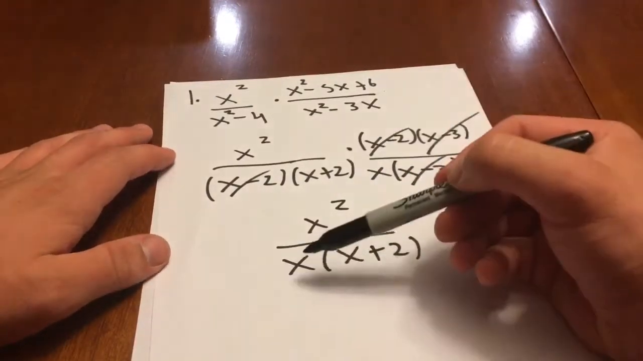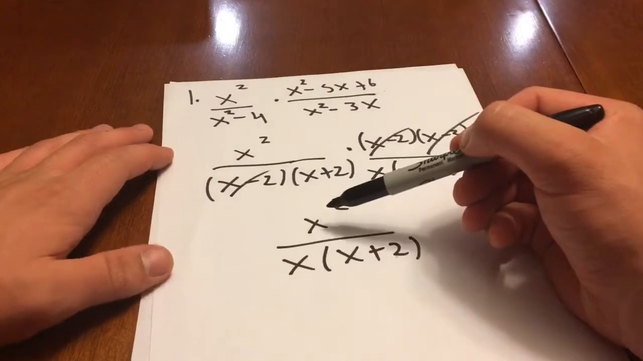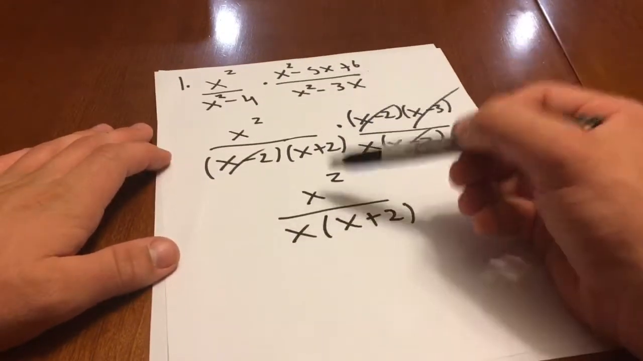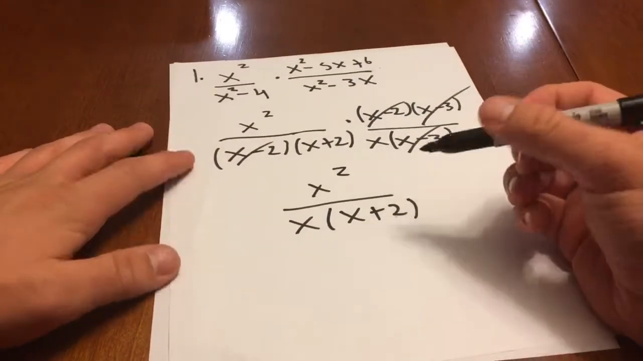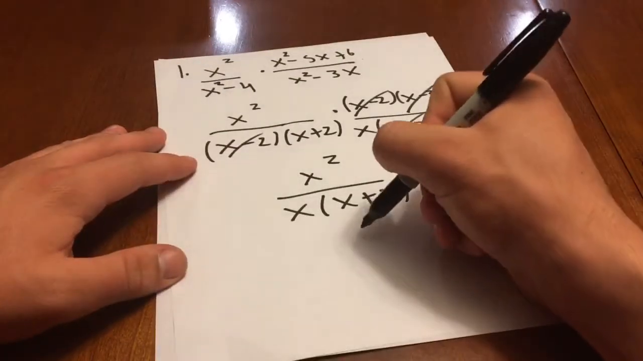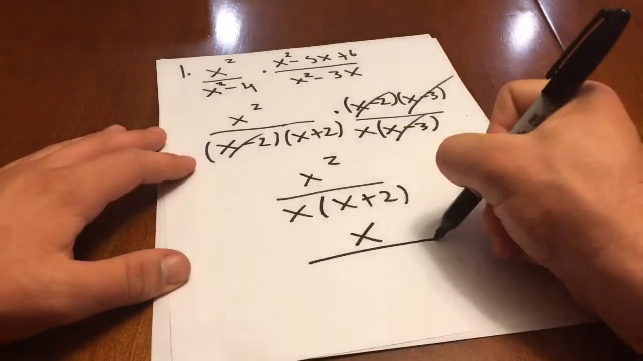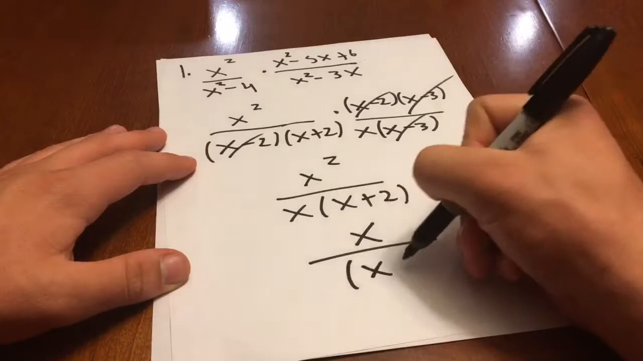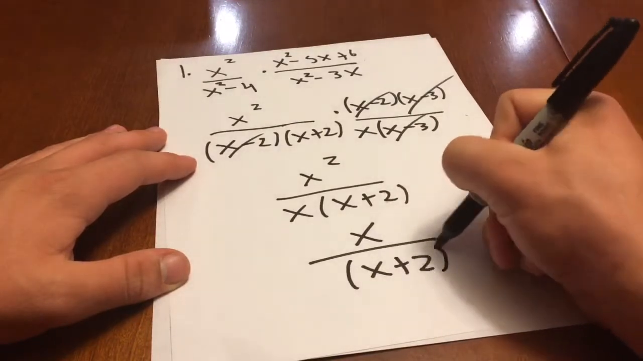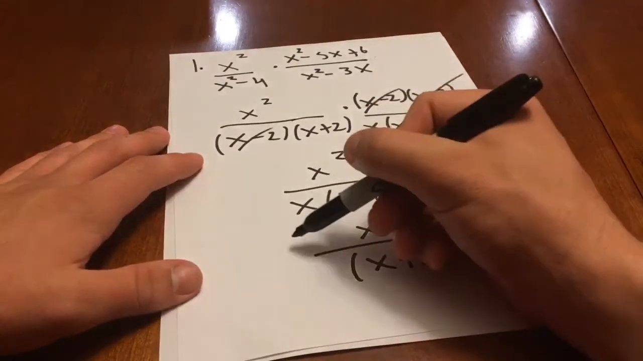Since we have this x term at the bottom and an x squared term on the top, I can cancel out one x from this and then cancel out this x completely. So we're left with x over x plus 2. And that is the answer.